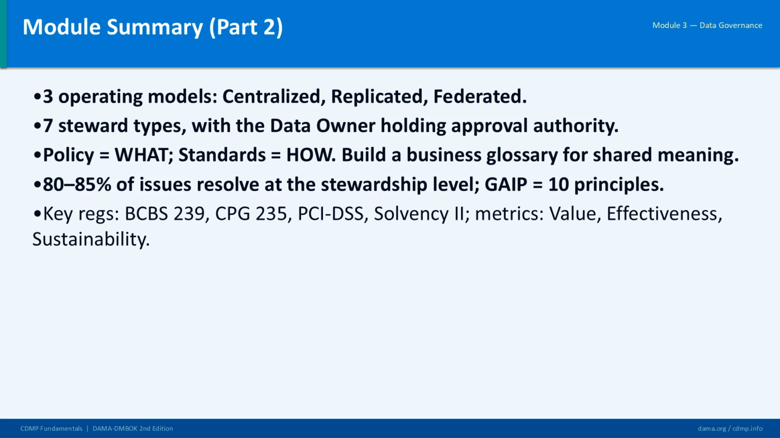The key regulations are BCBS 239, CPG 235, PCI-DSS, and Solvency II. And the 3 metric categories are value, effectiveness, and sustainability. Master those points and you've mastered the highest weighted chapter on the exam.